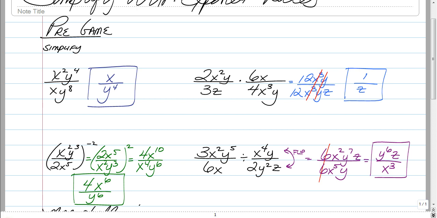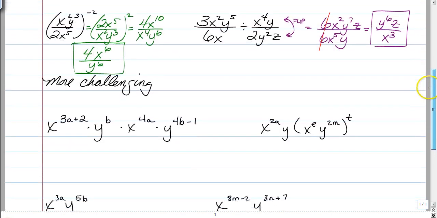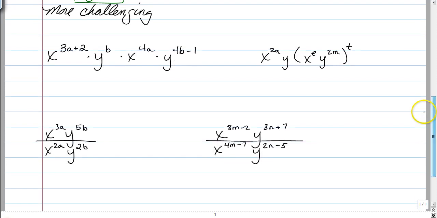So if you got all four of those right, you're good to go. If you made one little mistake, it's probably just a silly mistake, but if you struggled with those, you want to go back and watch the first video, because now we're taking it beyond. We're going to do some more challenging problems now, using the same rules.